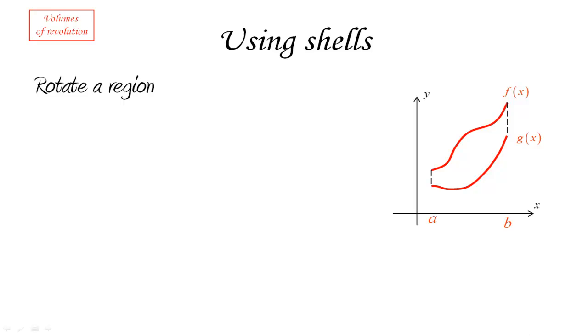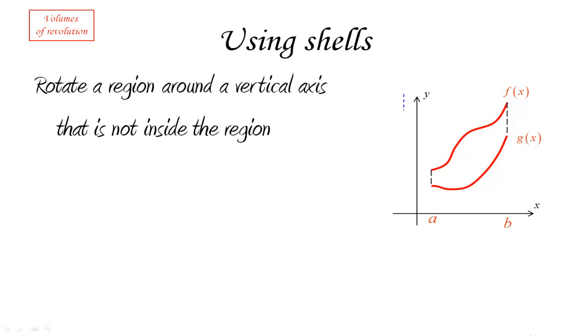One last method. This method now is very similar to the one we've seen before, except for one major difference. So we're still going to rotate this region, but this time we're going to rotate it around the vertical axis, and just to keep things simple, we're going to keep the vertical axis outside the region. Okay, so we want something that is not inside.